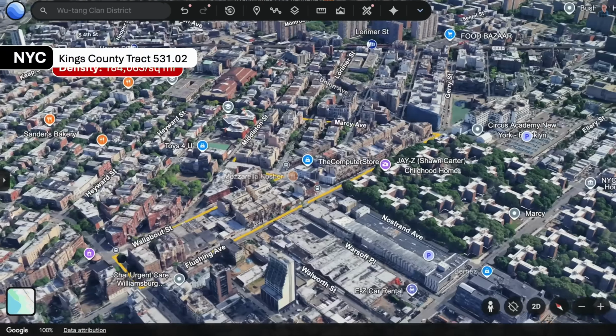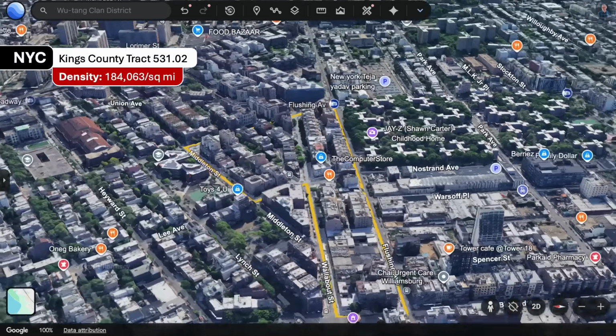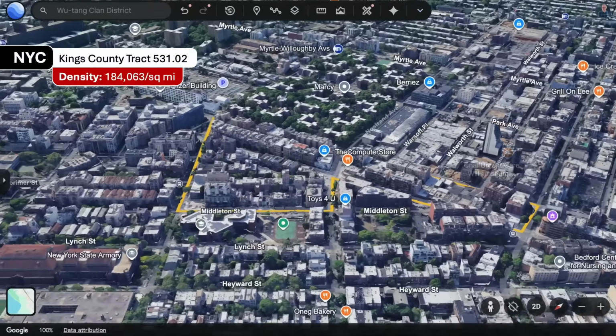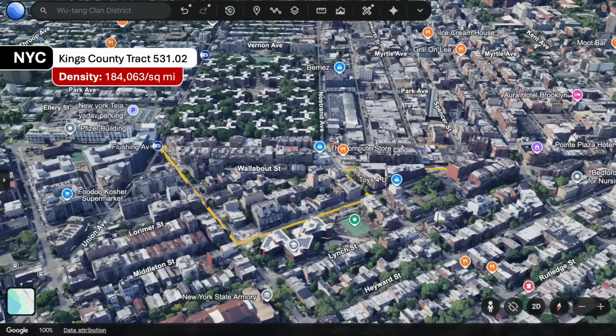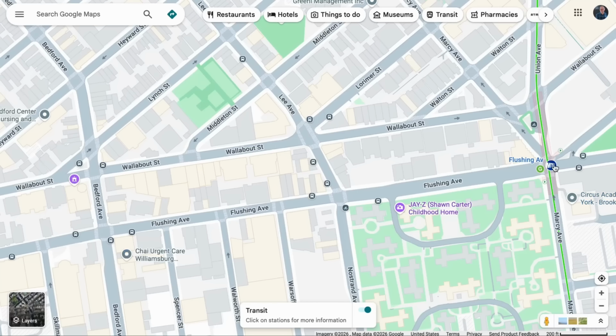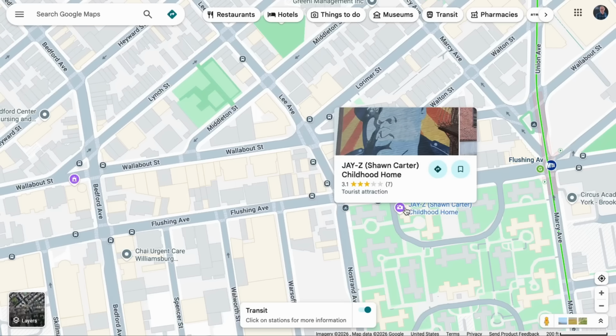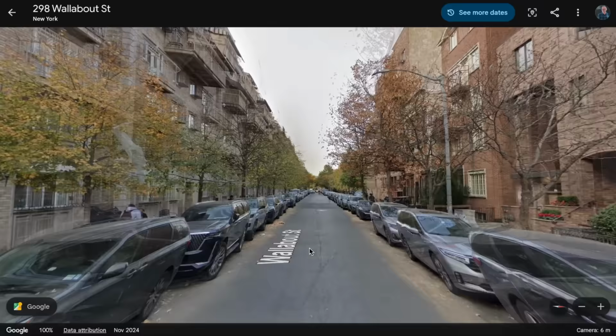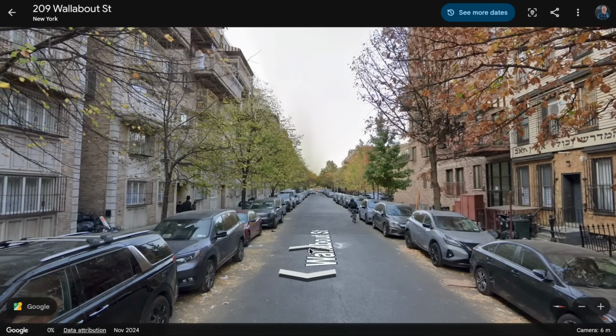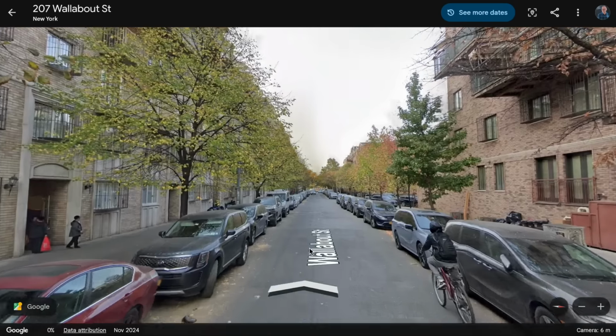Brooklyn, or Kings County for census purposes, is actually the most heavily represented county in the top 1,000 with 285 entries. The densest is 531.02, basically the north side of Flushing Avenue between Bedford and Marcy. Just classic stuff. South Williamsburg, I guess, but also right across the street from Marcy Houses. Someone should make a video about the correlation between population density and cultural contribution.